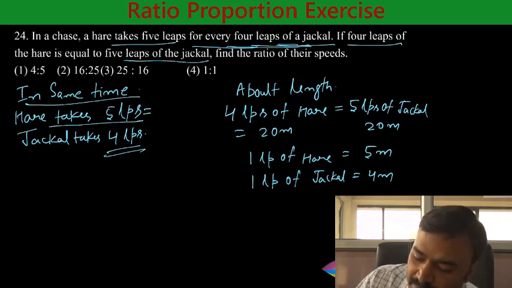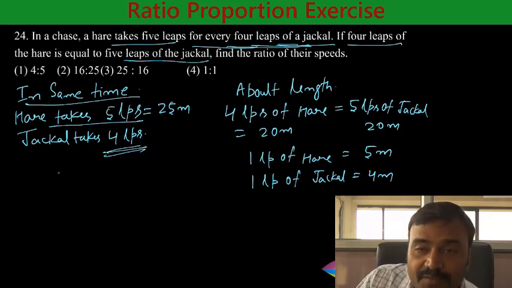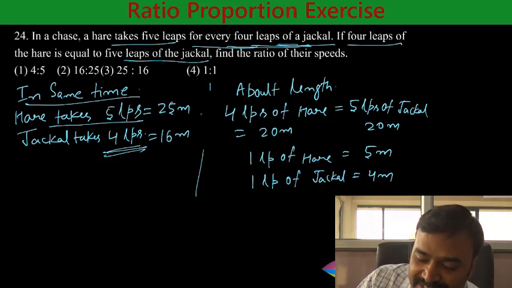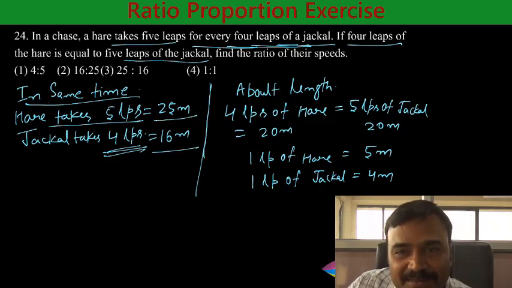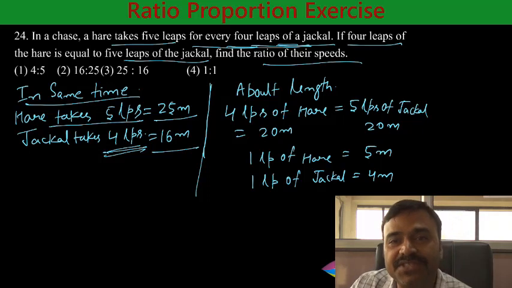That means it will be able to cover 5 into 5, 25 meters. And jackal can take 4 leaps. So 4 into 4, that is 16 meters. So in the same time, they are covering distances as 25 meters and 16 meters. The question is, what is the ratio of speed? So ratio of speed will be same as the ratio of distances traveled in the same time.